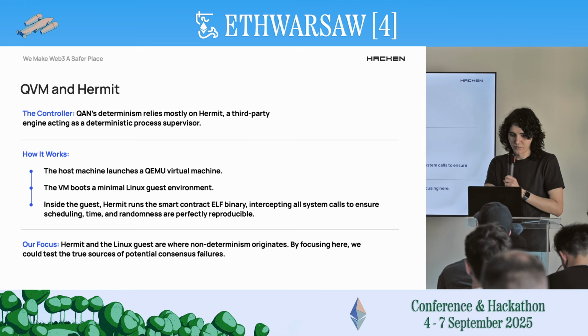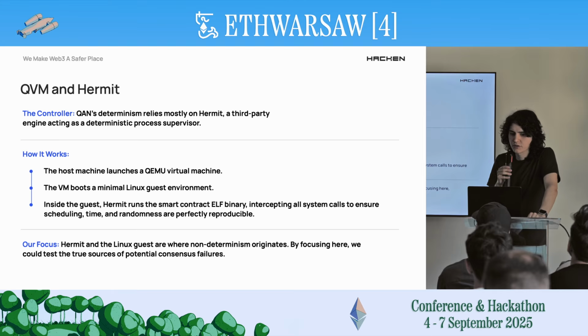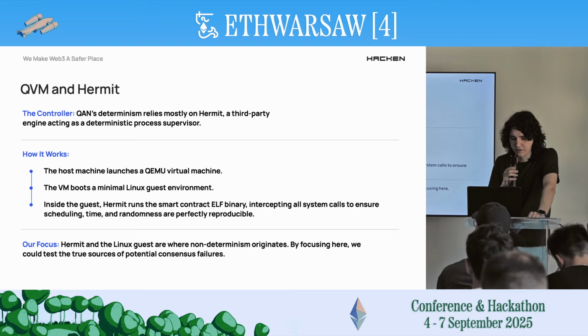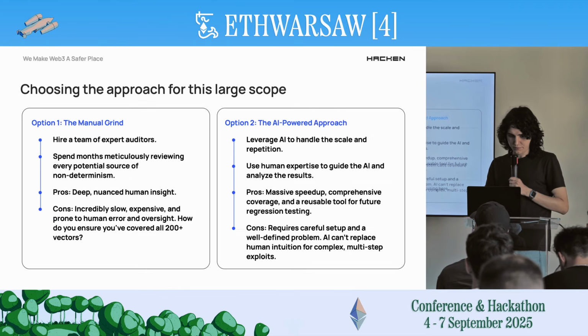So quite a lot. And this QVM was using an open source project from Facebook to help with non-determinism. This project is called Hermit. So actually a lot of this testing was testing of virtualization and this Hermit project, where they have all the tools for non-determinism. So this was mostly the focus of the audit.